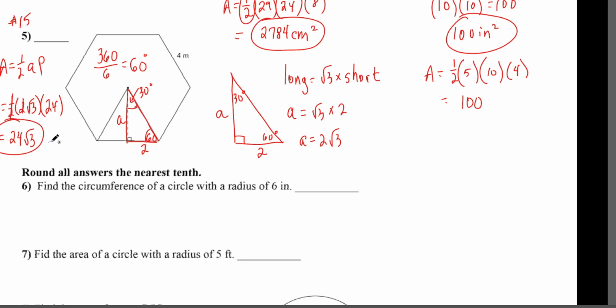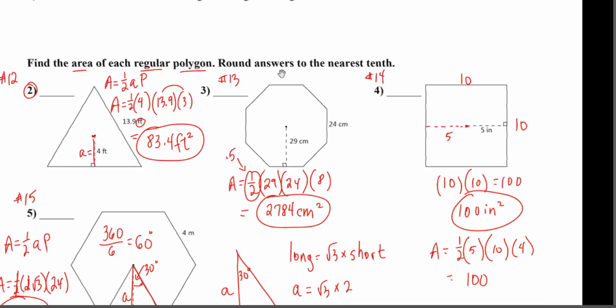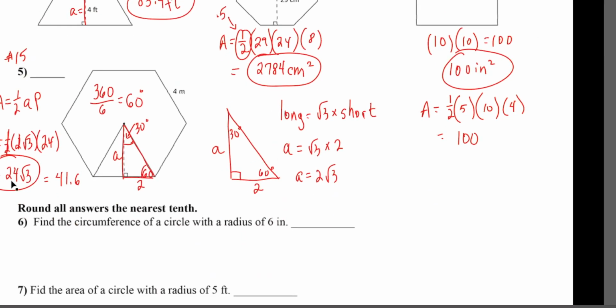Or you could put it into a calculator. If you put it into a calculator, you get 41.6 if you round it to the nearest 10th. Does this say one way? Yep, it does. It says round to the nearest 10th. So really, would I be able to keep it 24 square root of 3? Nope, because I would not be following the instructions, would I? All right, so I got to change it to a decimal. It rounds to 41.6. This is in meters, so this is meters squared, and that's my answer.